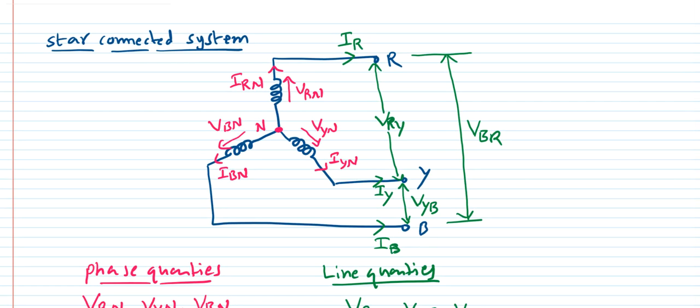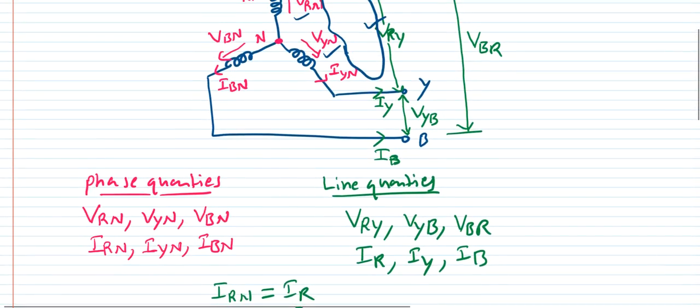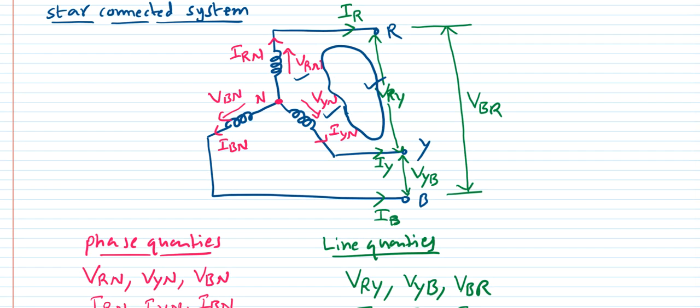You can take this as a closed loop. So this is a closed loop system. If you take this voltage plus this voltage plus this voltage, that is going to give you the VRY. So I am simply applying KVL here, the KVL concept. I am applying KVL in that loop, and I am writing VRY equal to VRN minus VYN. The minus comes because of the polarity direction. So in this loop, VRY is equal to VRN minus VYN.